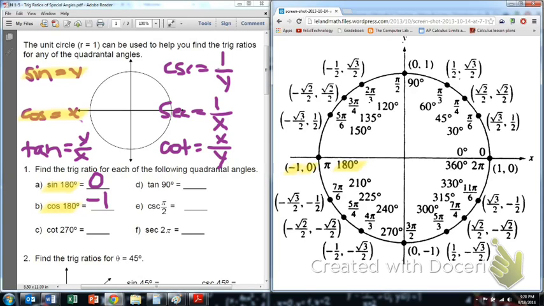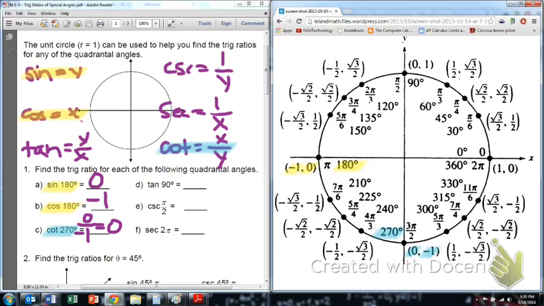All right, now to do the others, we're going to have to do something with the coordinates. So when you look at the coordinates to figure out, say, cotangent of 270. Here's 270. Cotangent says to divide the x by the y. So we're going to divide 0 by negative 1. 0 divided by negative 1, that would be 0.